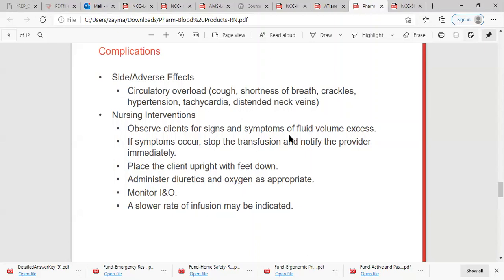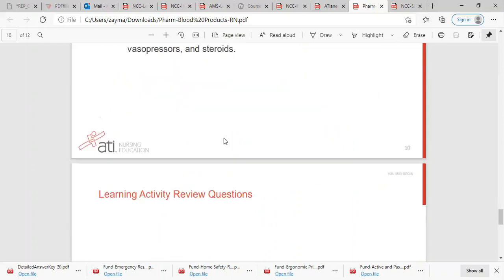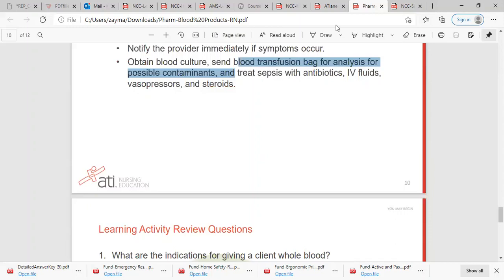And then again, there's sepsis. We know the signs and symptoms of sepsis. If we are suspecting an infection, a blood-borne infection, obviously, because they're getting it straight from the blood, we need to take that bag. After we stop the transfusion, we need to send the bag for analysis for possible culture or whatever. And then we treat it the same as any other sepsis. So that's that.